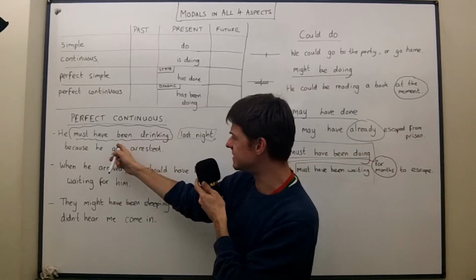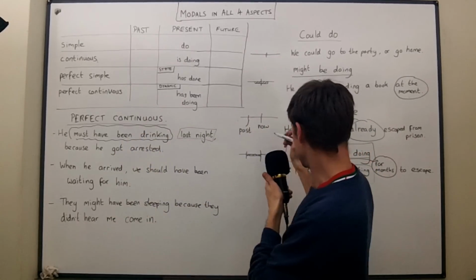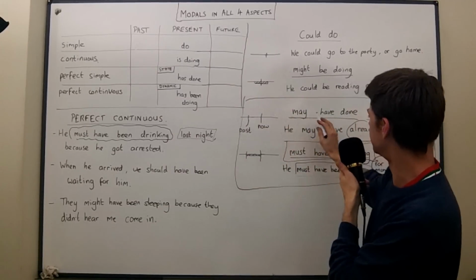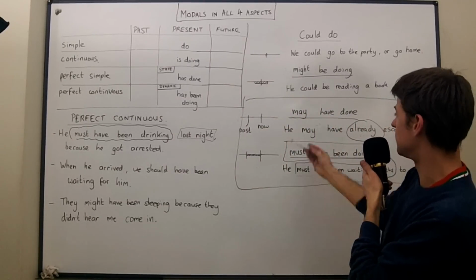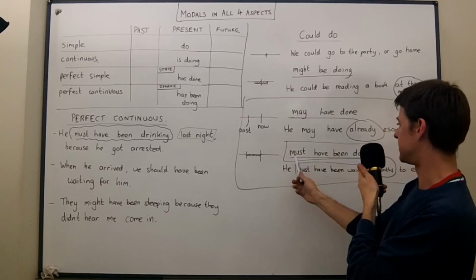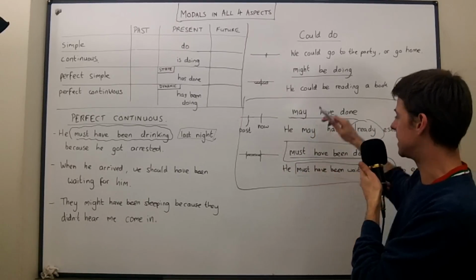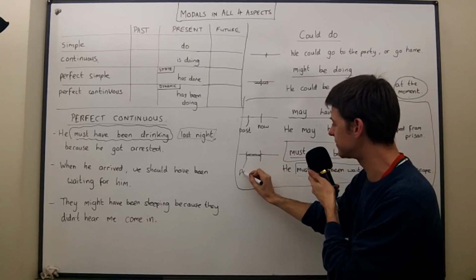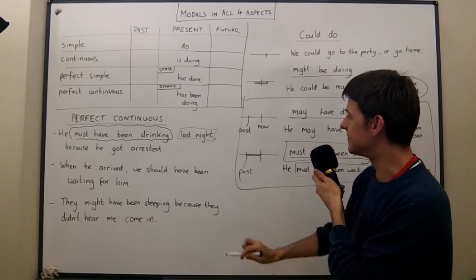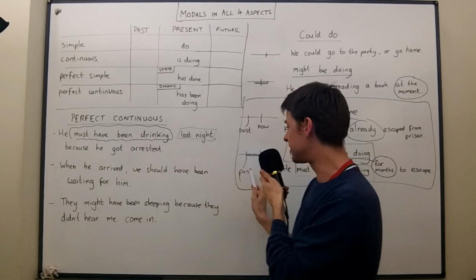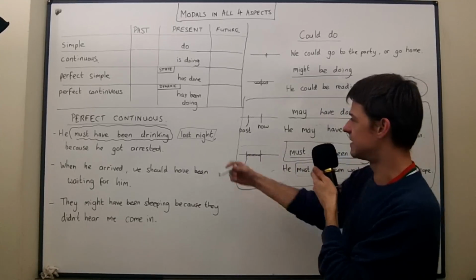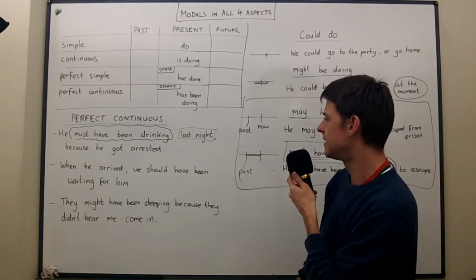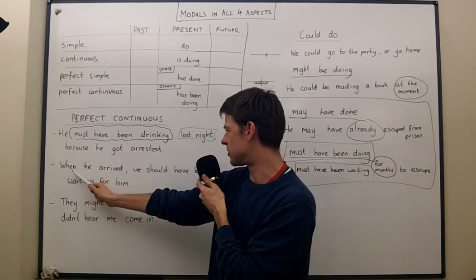We're in the middle of an interrupted past moment, and because these two are for the past, the may have done and the must have been doing, or the must have done, or the could have done, or the might have been doing, may have been doing, they both refer to the past, and that's why I've drawn this here, the past. Okay, so he must have been drinking last night. This one's the interrupted past. He was interrupted in the middle of his drinking by the police. They arrested him.